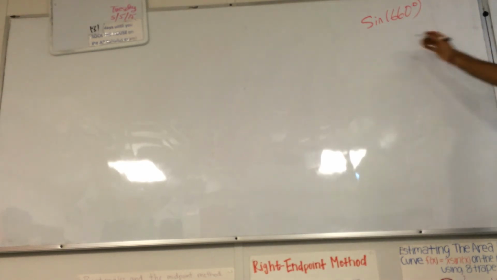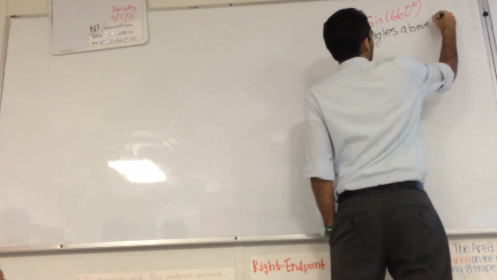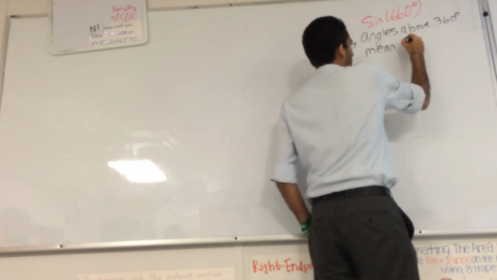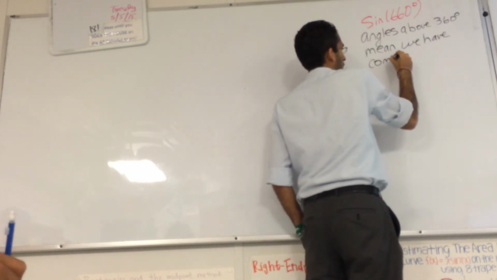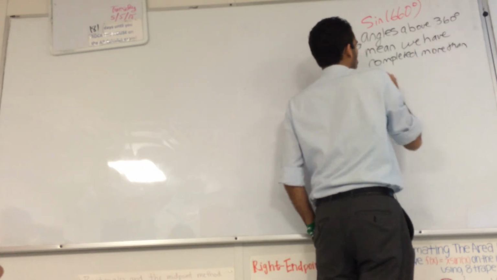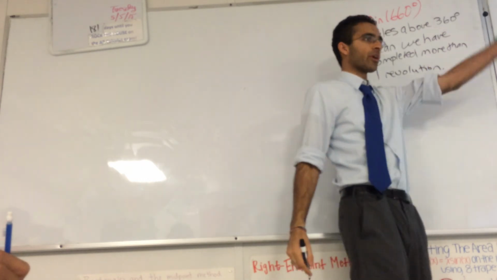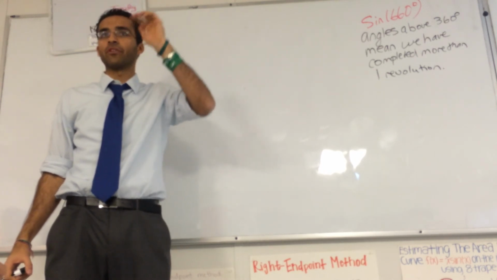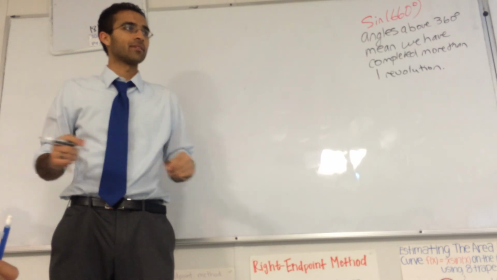So angles above 360 degrees mean we have completed more than 1 revolution. A revolution is going around the circle 1 time. Think about the LeBron James 720-degree dunk. Maybe the people who play me on 2K can try to do that.